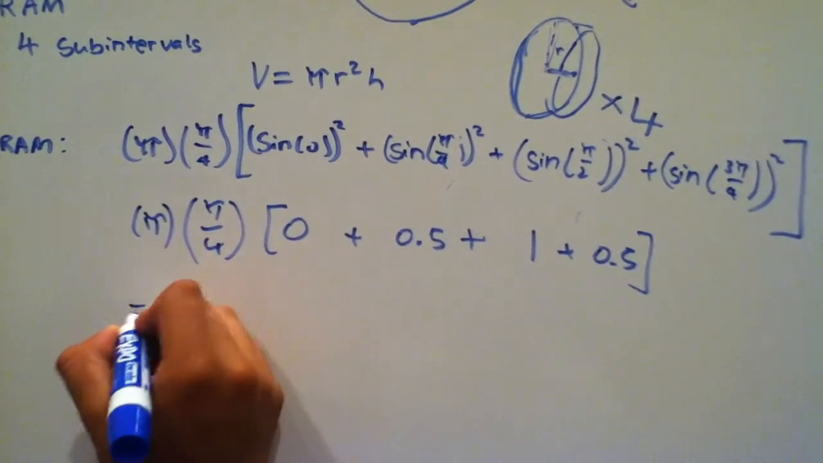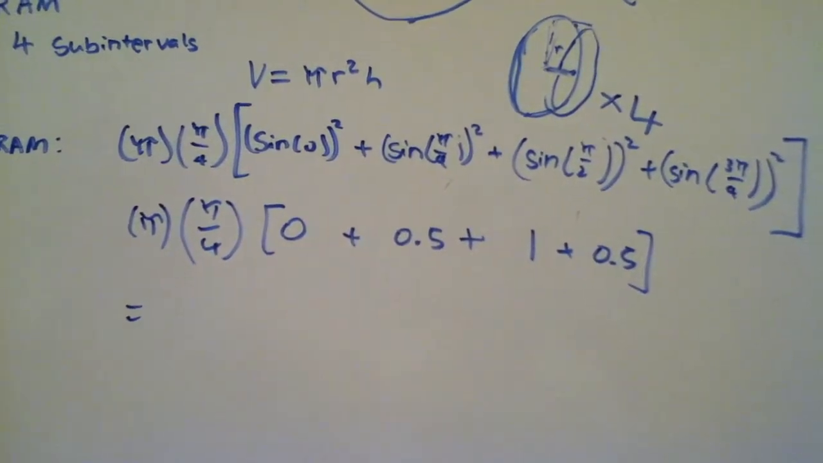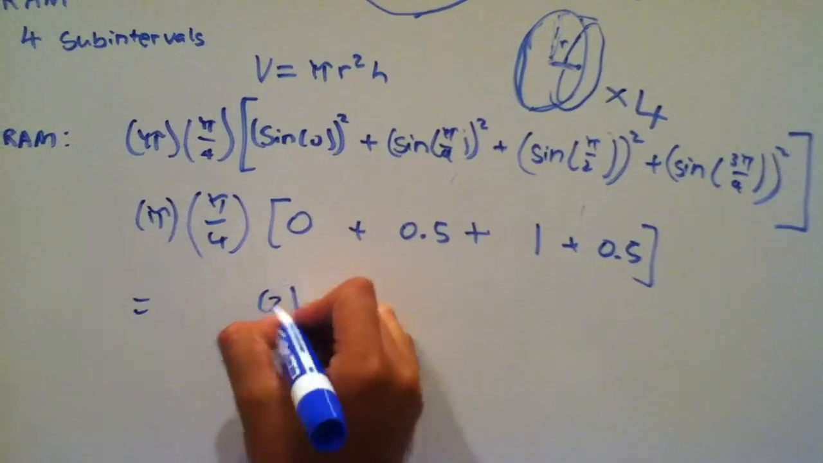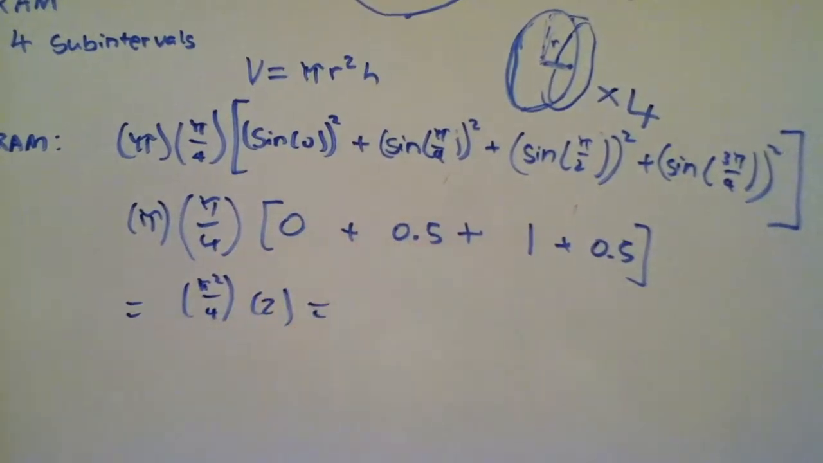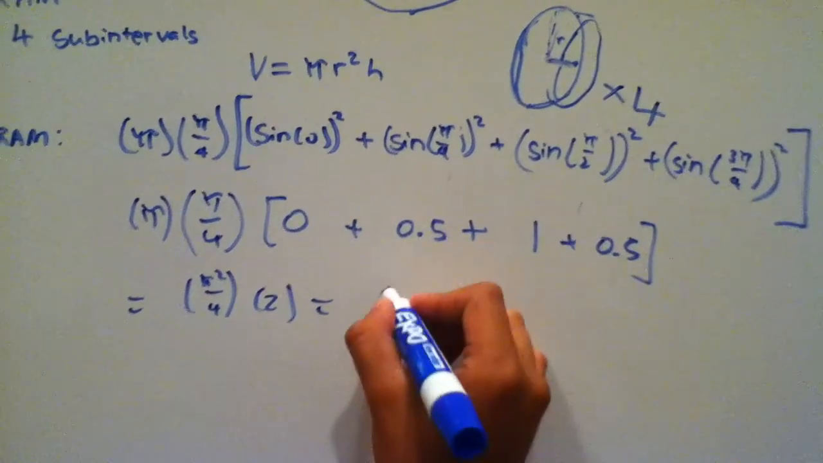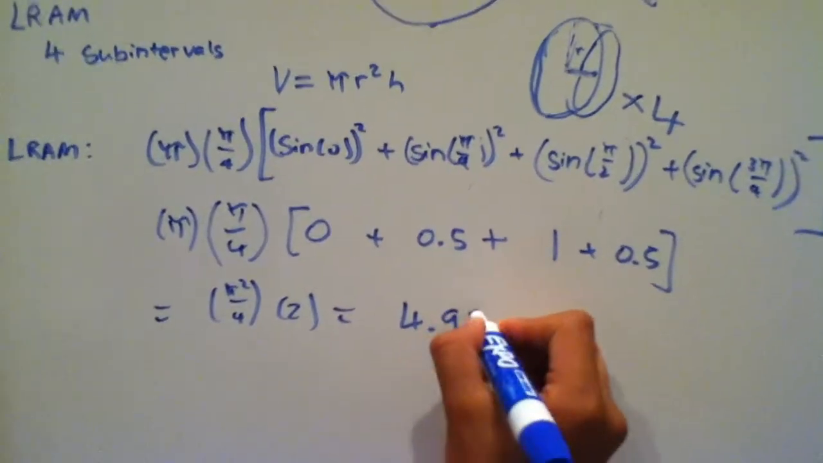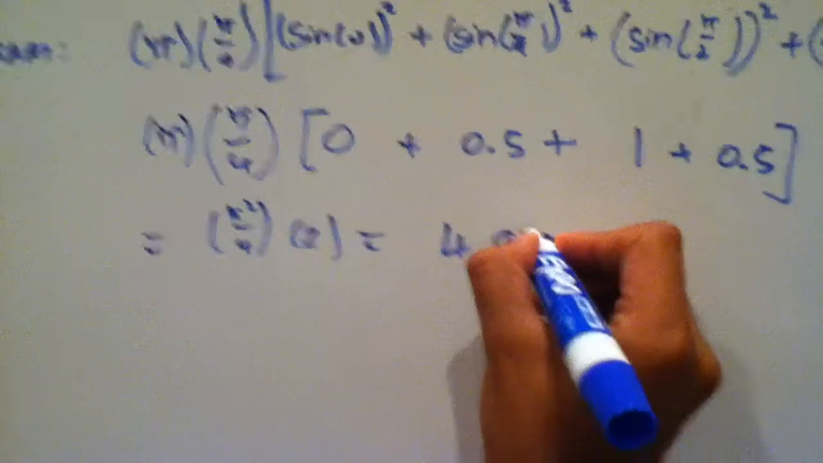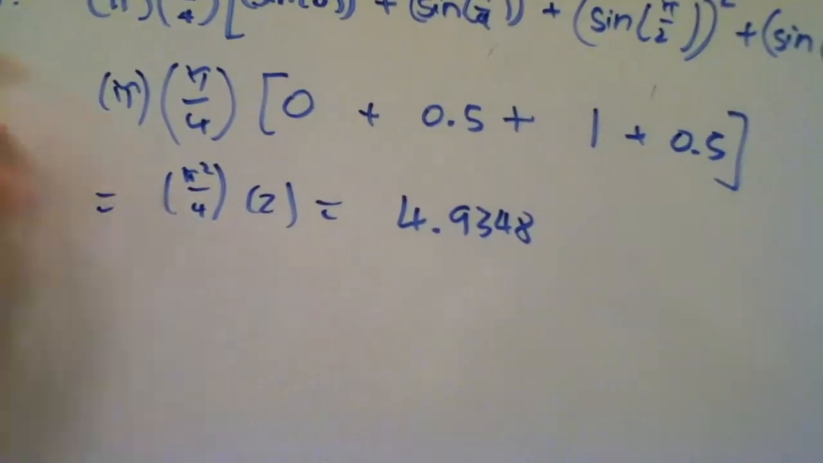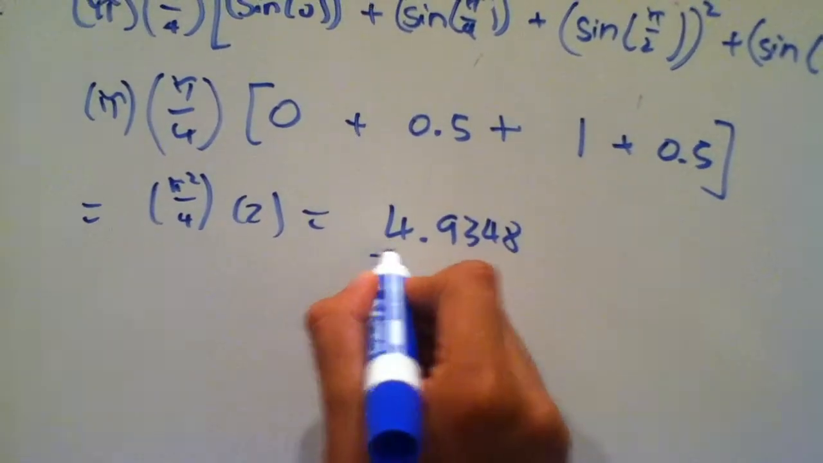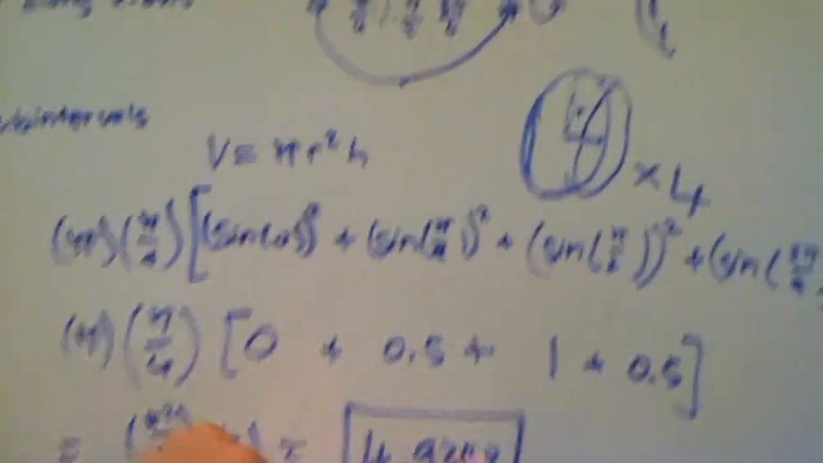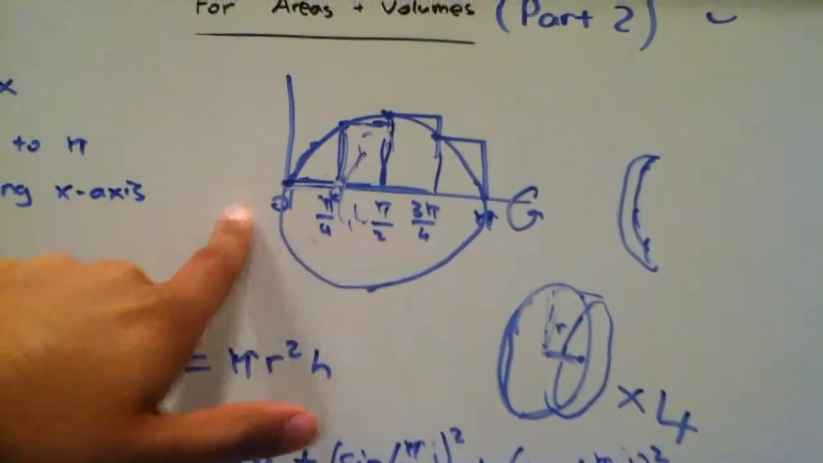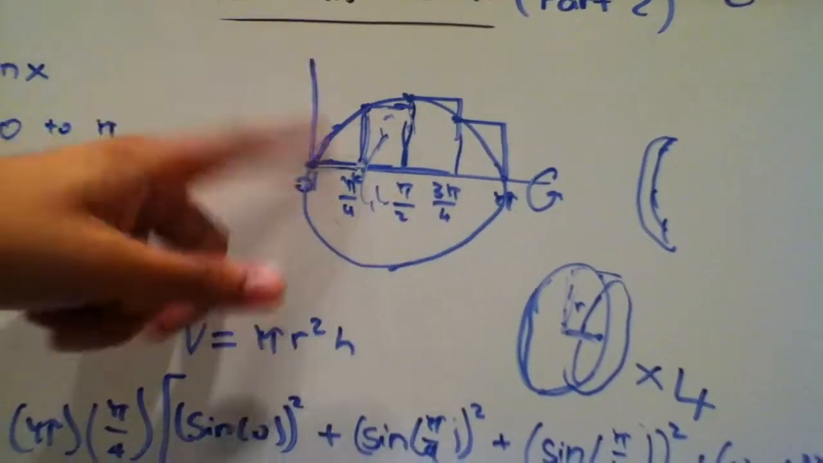If you continue this out, you just get 2 times pi squared over 4, and if you put this in decimal form, it's approximately 4.9348. So according to the rectangular approximation method, the volume according to the LRAM is 4.9348 if the sine curve from 0 to pi is rotated around the x-axis.